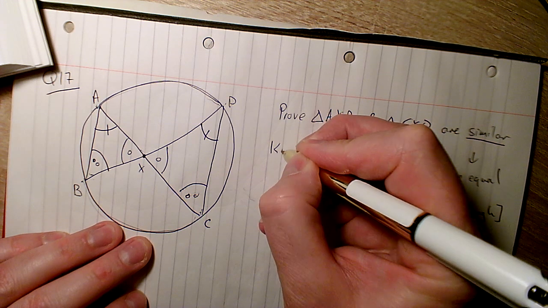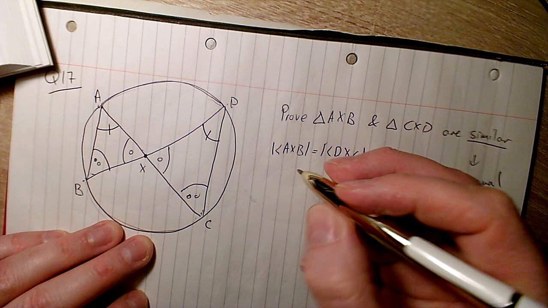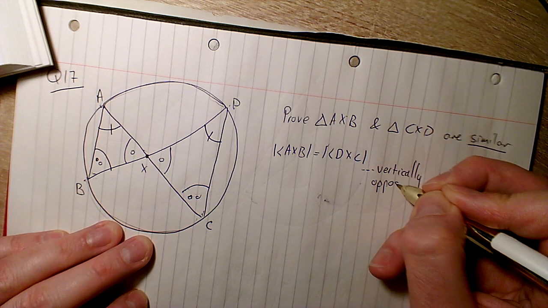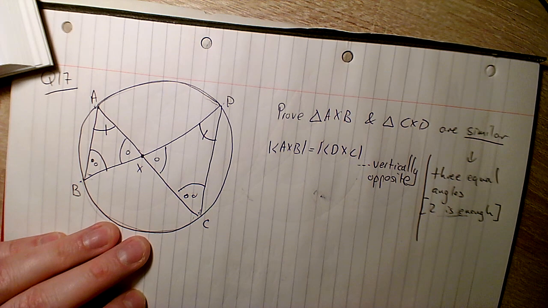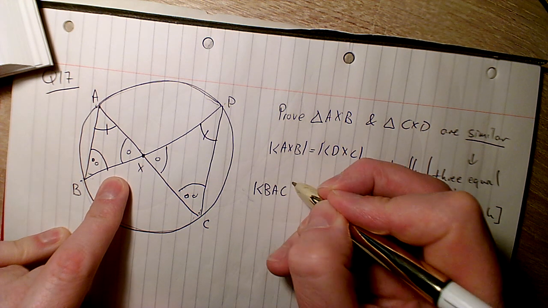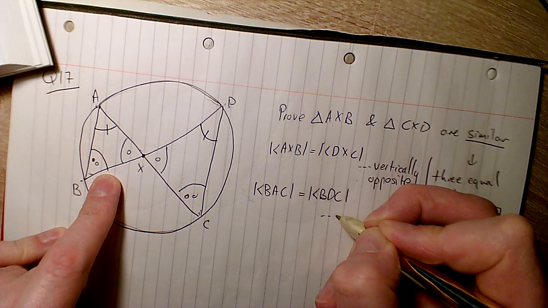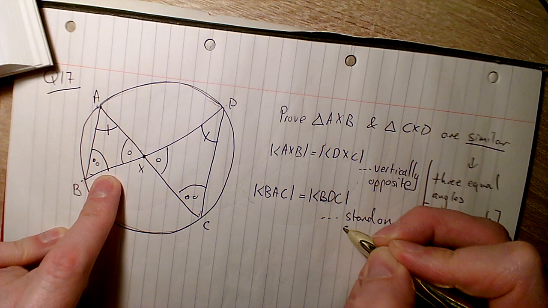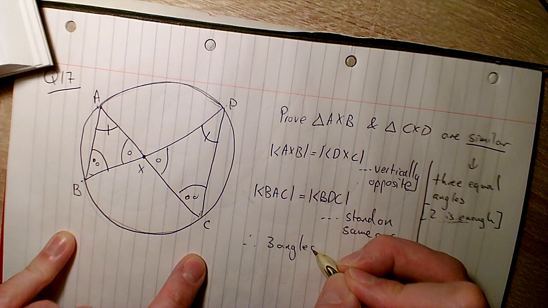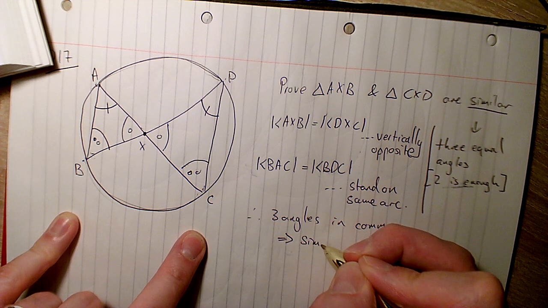So proving it, you're going to start off by saying the size of the angle AXB is the same as the size of the angle DXC, because they're vertically opposite. Then you're going to say also the size of the angle BAC is the same as the size of the angle BDC because they stand on the same arc. So you can say therefore three angles in common, and they are similar triangles.